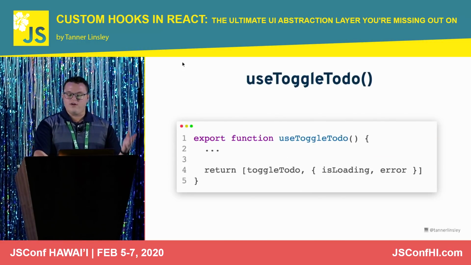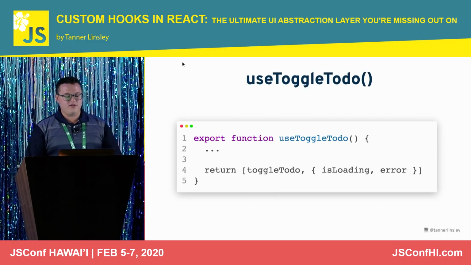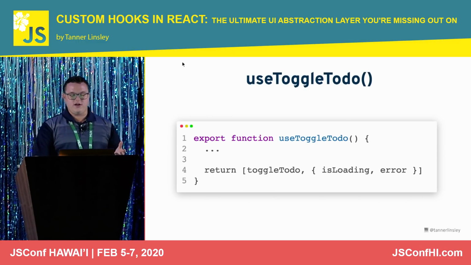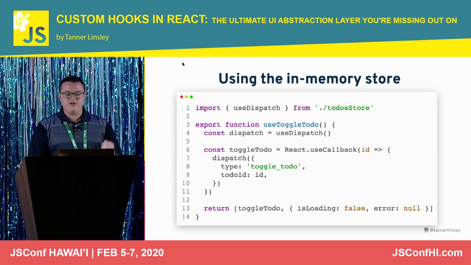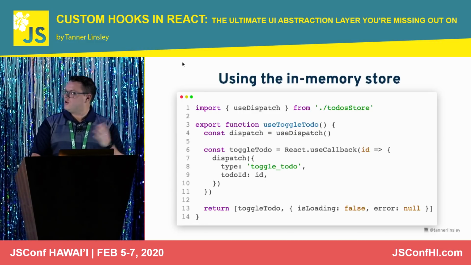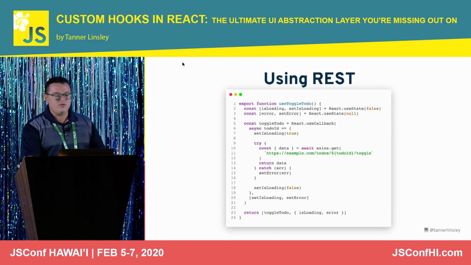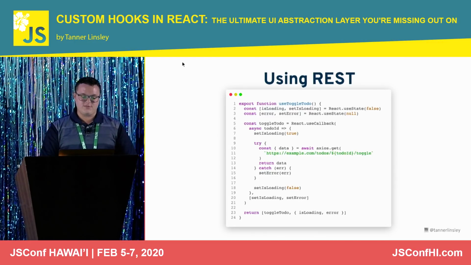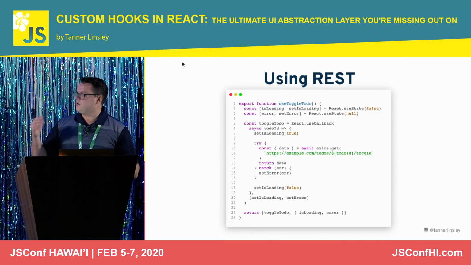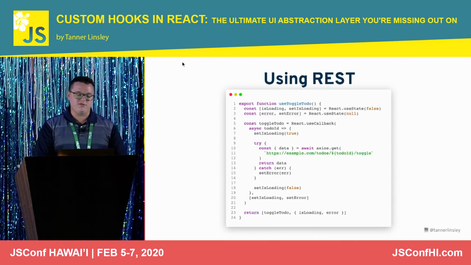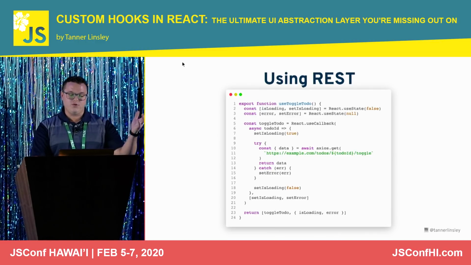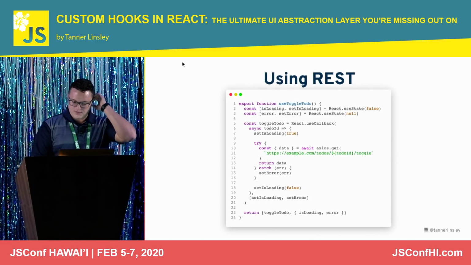We can do whatever we want as long as we're returning a function that the component can call and an is loading and error state. So we could use our in-memory store again and just hook it right up to our to-do store. Is loading and error is false and null all the time if we're doing this. Or we can go into the REST paradigm and just use Axios to issue off some type of a post command to our server to toggle this to do.